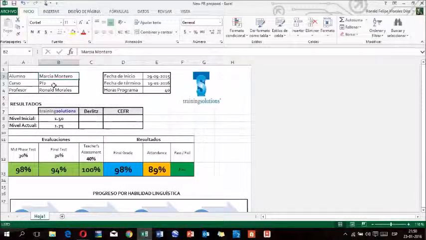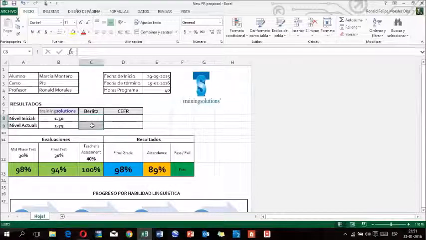And obviously, as you remember, you have to include all the information about the course: the starting dates, the finishing dates, the number of hours programmed for this course, the starting level, and the target level or the current level, the level that the student actually achieved.